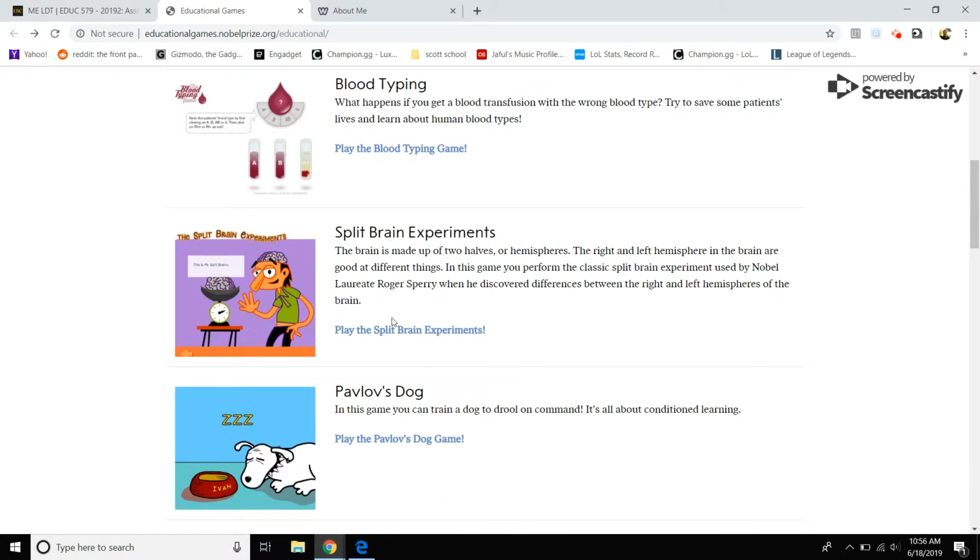I tried the split brain experiments and the Pavlov's dog game as well, and I found a lot of the same similarities and negatives. So in all three of these games, there was once again spatial continuity and pacing that were good in each game, but a lot of the lacking things are still there. So if you didn't have any prior knowledge, you would have a very difficult time. There weren't really any directions right off the bat. Scaffolding wasn't there. Concepts first, modality, signaling, personalization, and human voice were all kind of lacking.